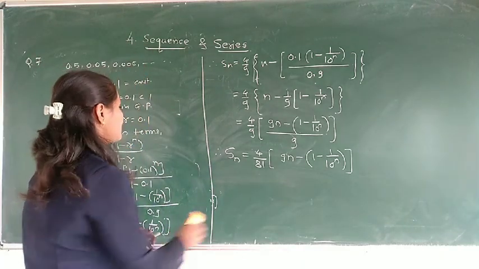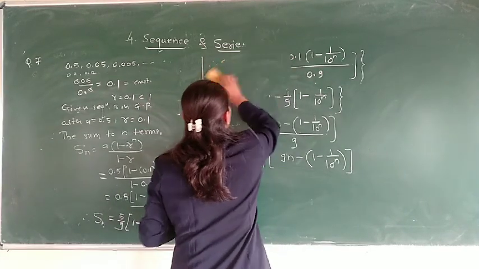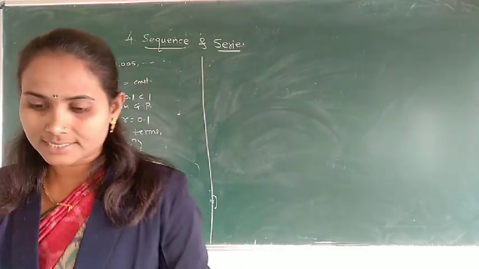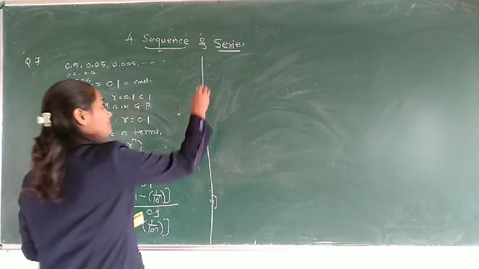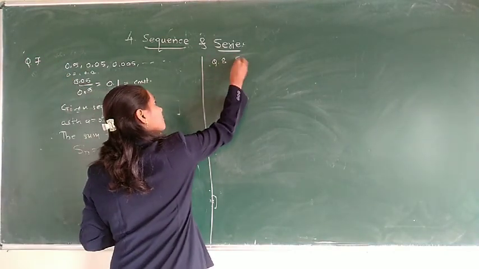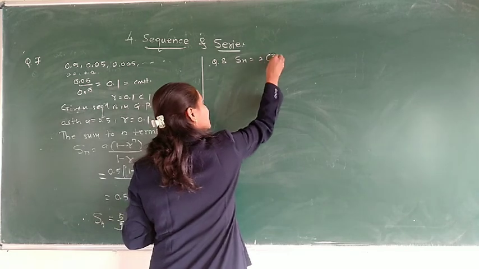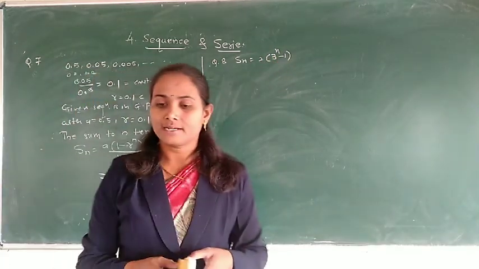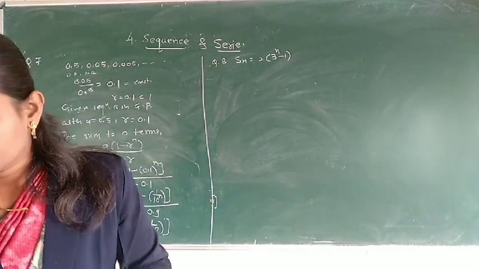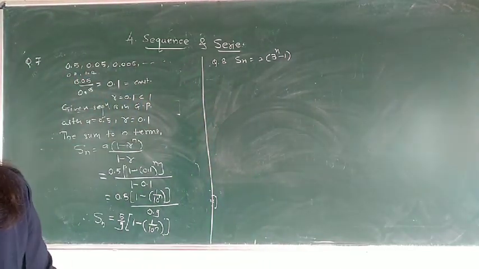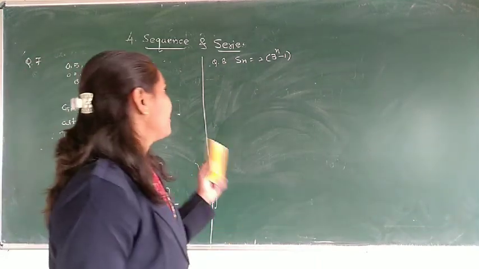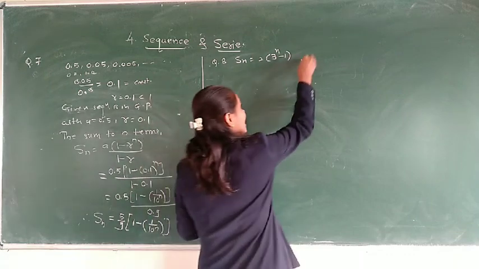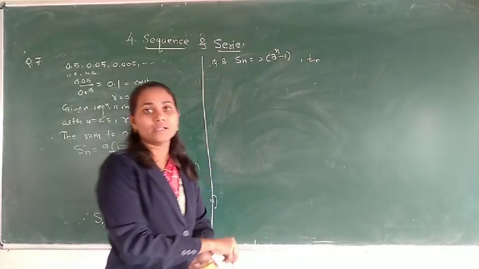For a sequence, Sn is equal to 2 into 3 raised to n minus 1. We have been given the sum of n terms, and we have to find the nth term and show that the given sequence is in GP. Here we have to find the nth term, that means Tn.